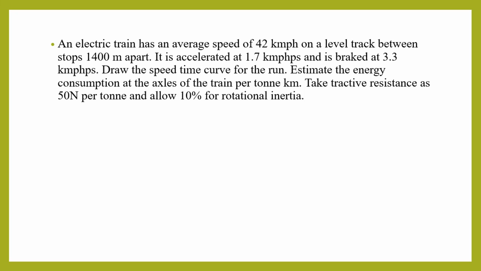So we have the given data. Average speed VA is 42 km per hour. Distance between stops is 1400 meter, that is 1.4 kilometer.